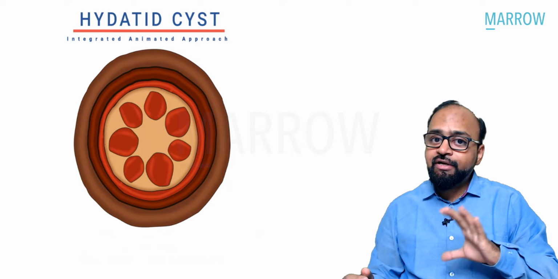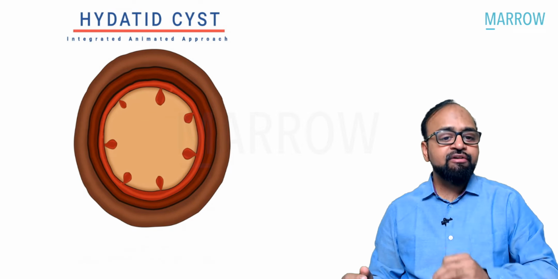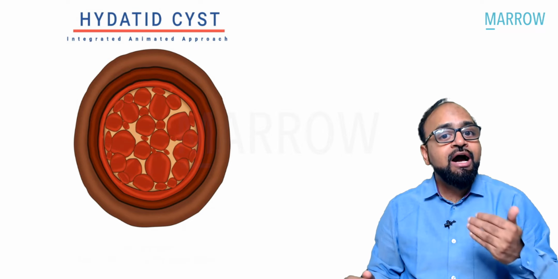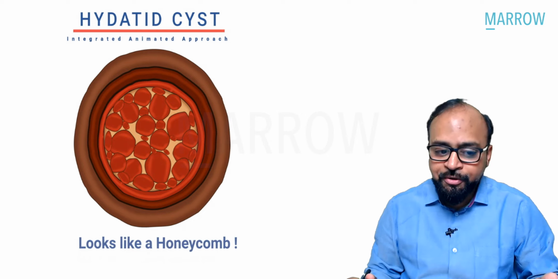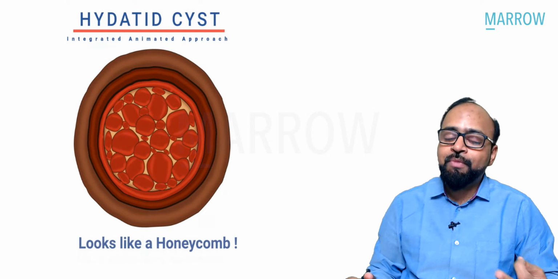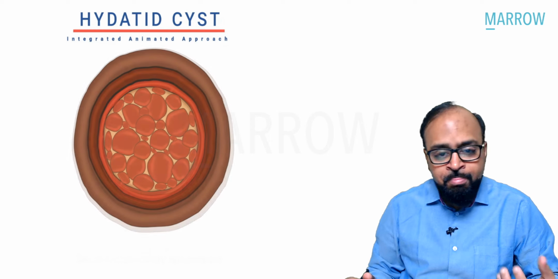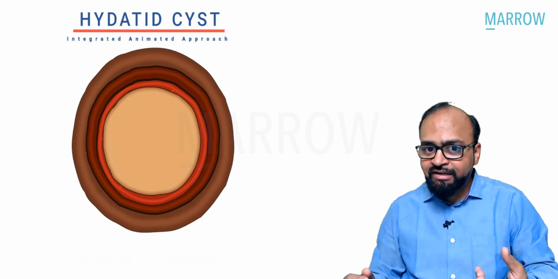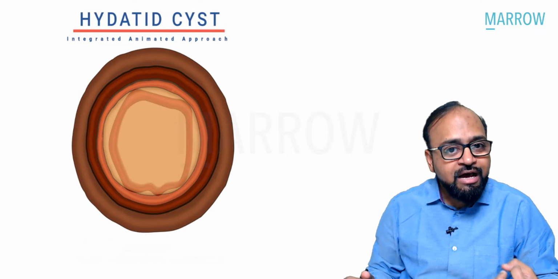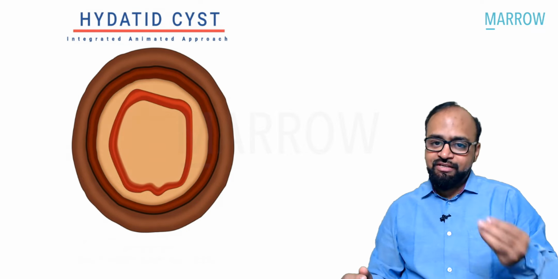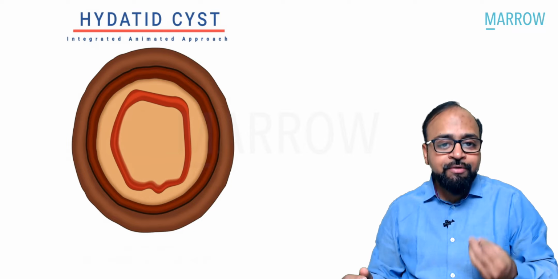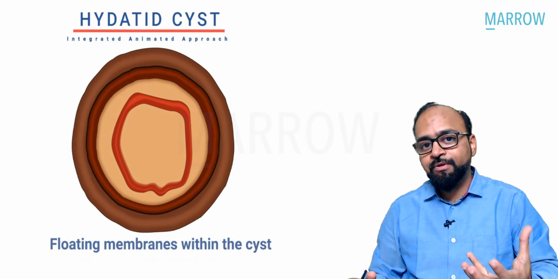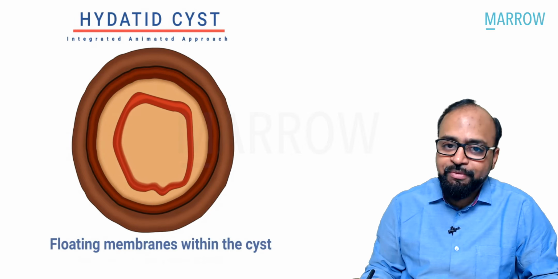Next, the entire mother cyst may get completely filled up with daughter cysts. So this is what creates your honeycomb appearance. So this looks like a honeycomb. This is what is called the honeycomb appearance of hydatid cyst. Now the inner endocyst wall layer may degenerate, and this degenerated membrane now starts floating within the cyst. This is called the floating membrane sign of hydatid cyst.